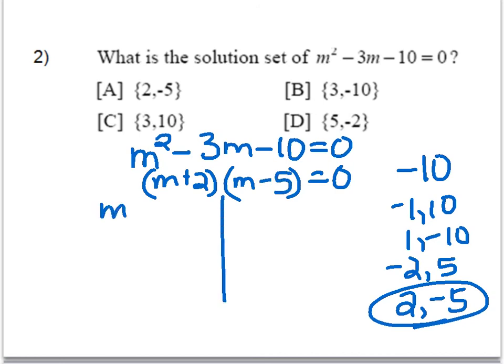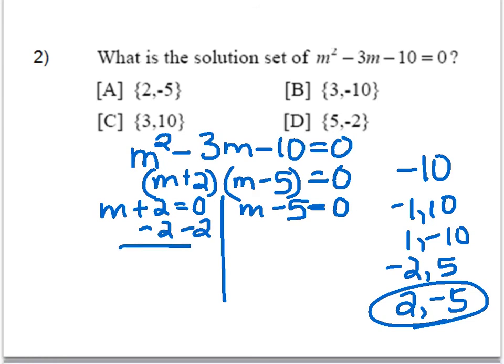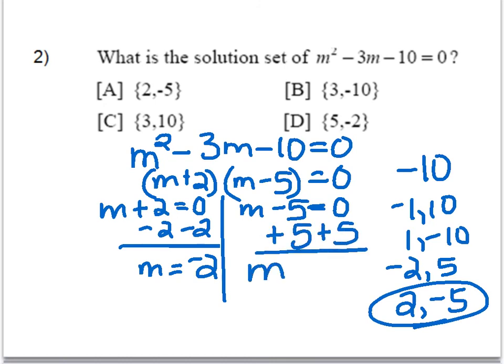And I have two terms here. M plus 2 equals 0. M minus 5 equals 0. And so I'm going to solve for m this time for my roots and for my solution set. And I get negative 2 and positive 5. And choice D, negative 2, positive 5.